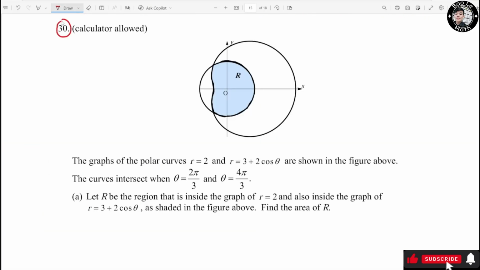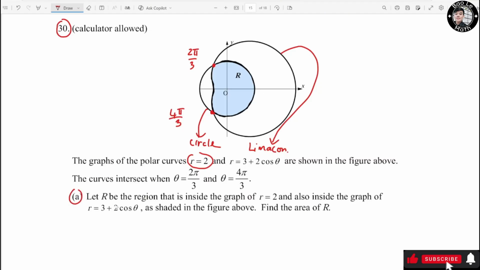Now let's move on to question 30. The graphs of the polar curve r equals 2, which is the circle, and r equals 3 plus 2 cosine theta, which is the limacon. So the limacon is right here, and the circle is right here. As shown in the figure above, the curves intersect at theta equals 2 pi over 3. So this one is 2 pi over 3, and 4 pi over 3 is right here.